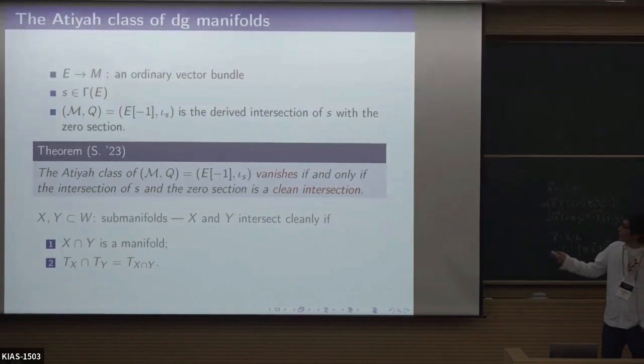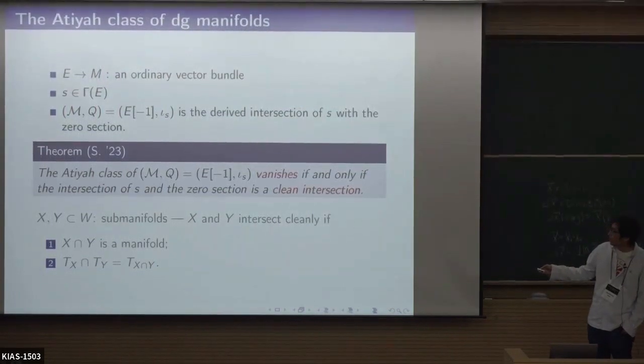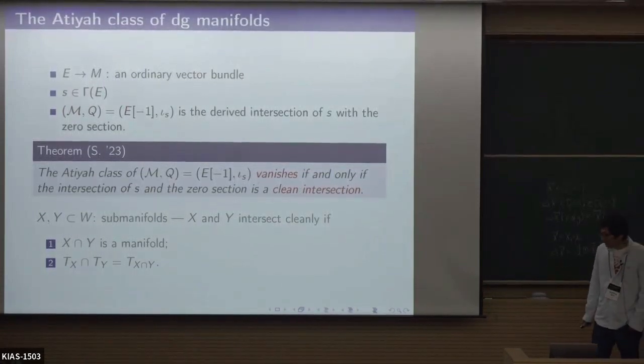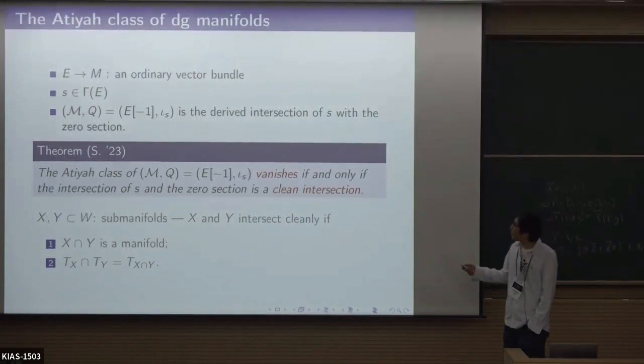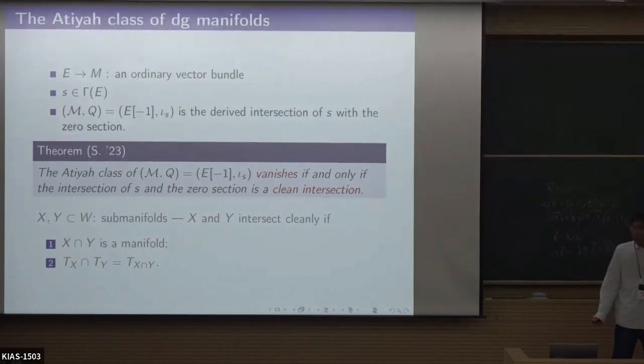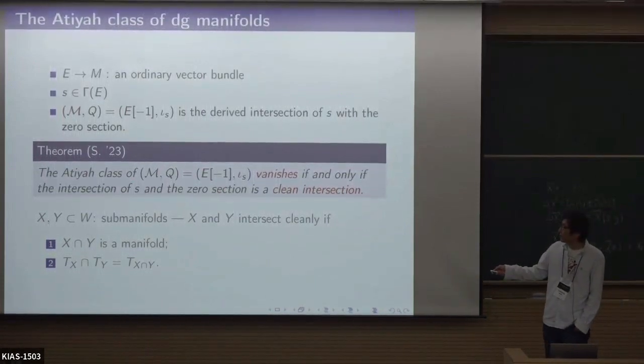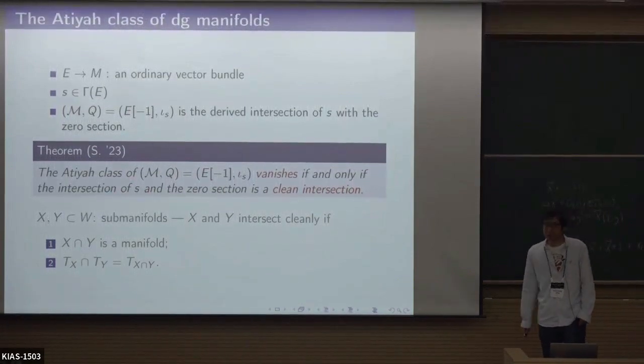Another thing is the opposite direction: if we have a vector bundle and choose a section, then I mentioned that I have a differential graded manifold called the derived intersection of S and the zero section. Rather than giving you the complete description of this Atiyah class, I mentioned something that I recently computed: if you compute the Atiyah class and find out when it vanishes, it is exactly when the section S and the zero section are a clean intersection.